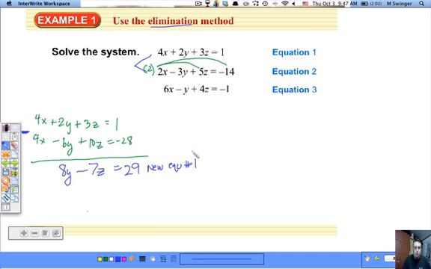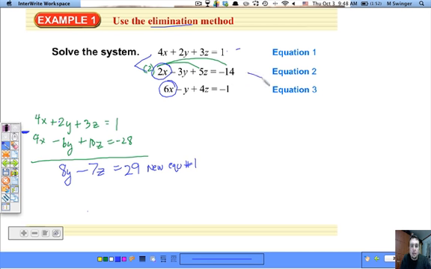Alright, that's part 1. Part 2, take any other 2 equations. Doesn't matter if it's the first and the third one, second and the third one, any other 2 equations, and eliminate. You have to eliminate the same variable. So I'm going to take the first, actually it'd be easier to take the second and the third. Why? Because that's 2x, 6x. I'd only have to multiply by 3 up here to make them both 6.